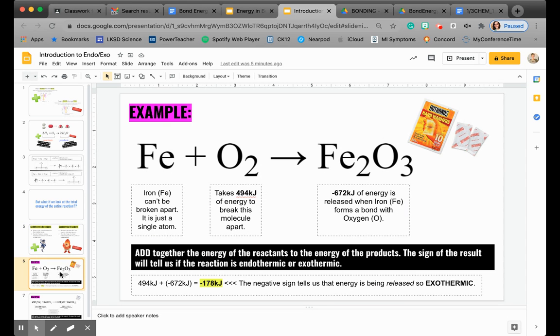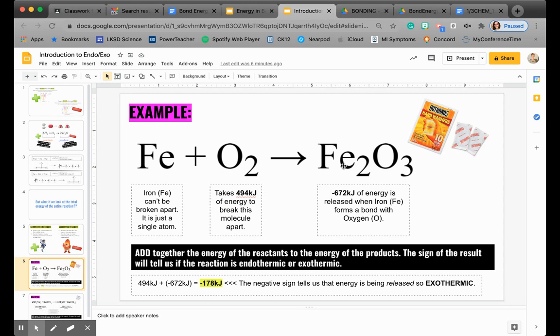Like I said, hot packs, cold packs, that's what started this whole unit. Here's the reaction of those hot packs. We have iron and oxygen. They're reacting to form iron oxide, which, if you guys remember from other classes, iron oxide is just rust. So believe it or not, the hand warmers are just a rust reaction.